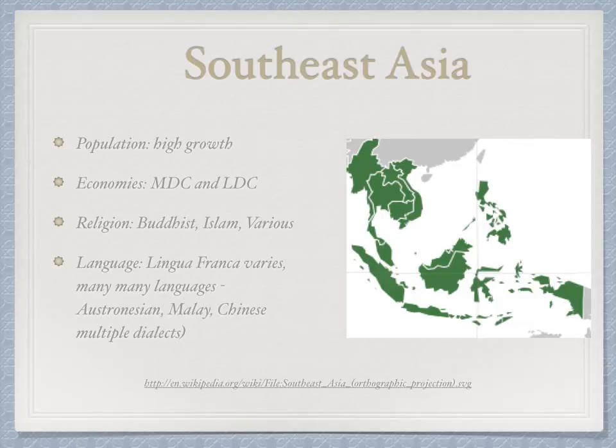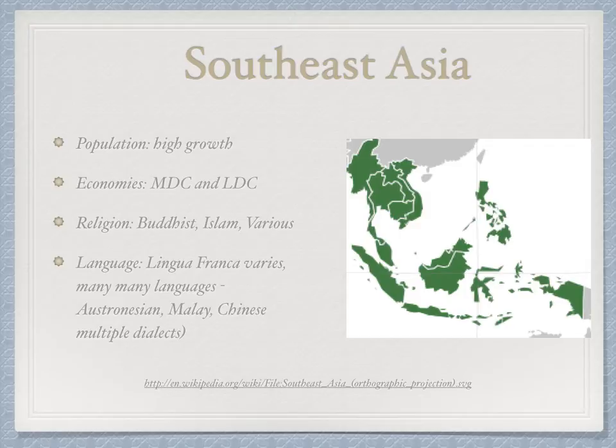Main religions: Buddhism. As you move closer to mainland Asia, the part that is connected to the continent of Asia. Islam in Indonesia, the world's largest Islamic country, the most Islamic people in the world. The country with the most Islamic people in the world is Indonesia. That would be important to know.